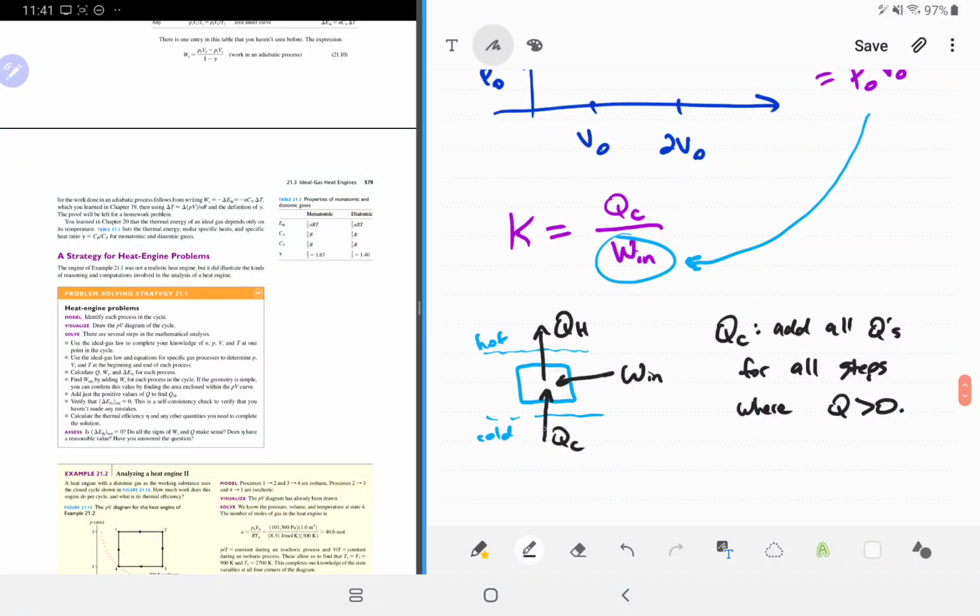Right? See how QC, this is where heat is flowing into our system. So our system right here, remember Q is positive anytime heat flows into the system. And that's the part we care about. That's the numerator right here in the coefficient of performance.